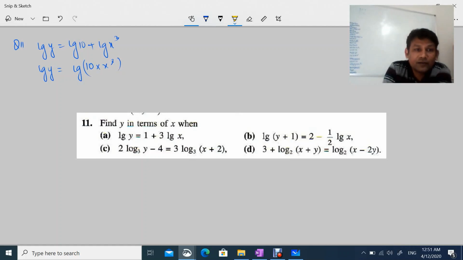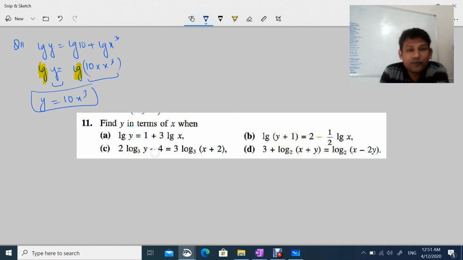Now we have log on both sides. In this situation, when we have log on both sides, what can we do? We can compare only this part. We can write this part is equal to this part. So we can write y is equal to 10x cube, and that's your result, and we have done it. This is a way to make y the subject. Okay, good, but I think 3.6 is the most important exercise, all the questions are very important.